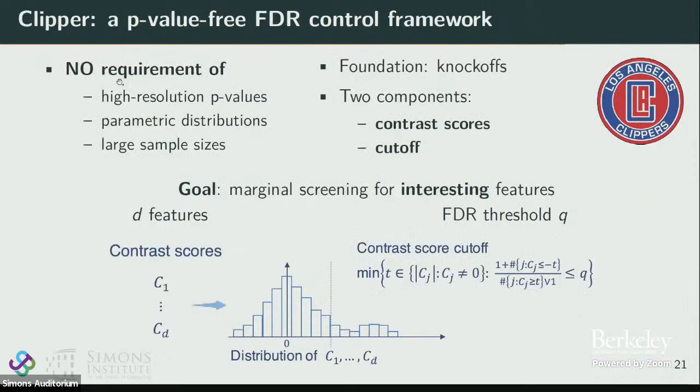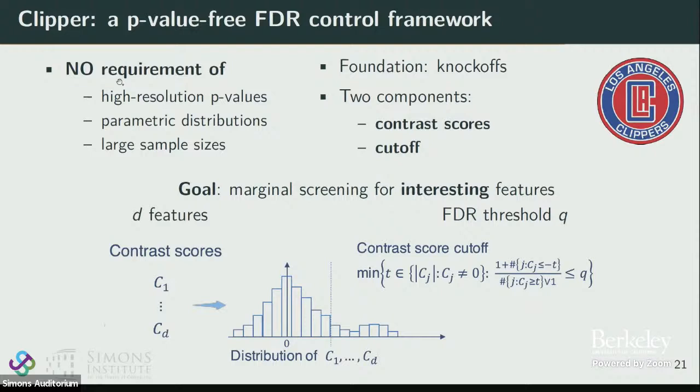So Clipper is motivated by the knockoff procedure. The goal is to achieve FDR control without requiring high resolution p-values, because these usually serve as the intermediate for FDR control, right? And to achieve high resolution p-values, we would often require either parametric assumptions or large sample sizes. And if we require large sample sizes to do permutation-like tests, then the p-value calculation can be computationally intensive. So we want to avoid those troubles by using this p-value-free FDR control.